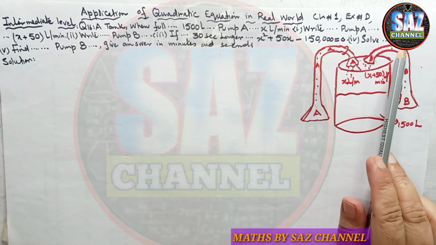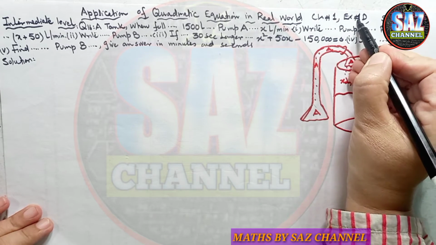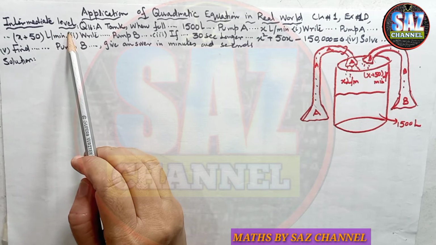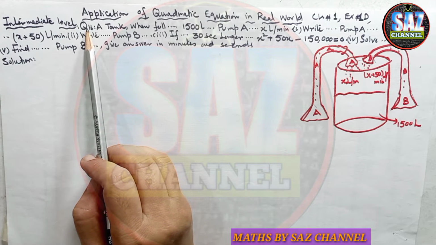This is my 12th lesson of D3, chapter number 1, exercise 1D. That is about the application of quadratic equation in real world. In this lesson, I will solve intermediate level question number 16. It's important to read and understand and underline important terms of the question.